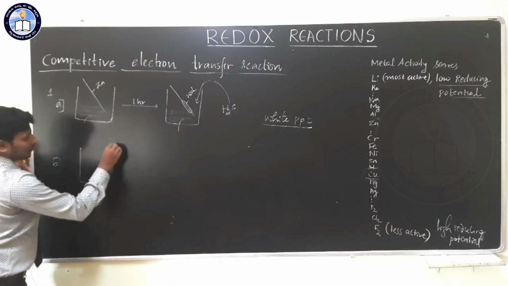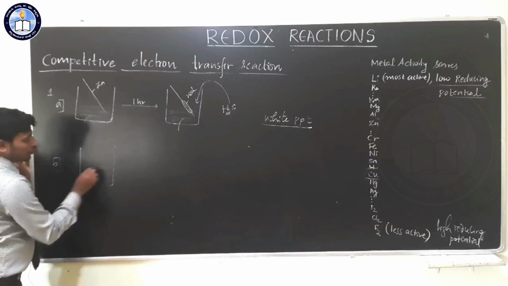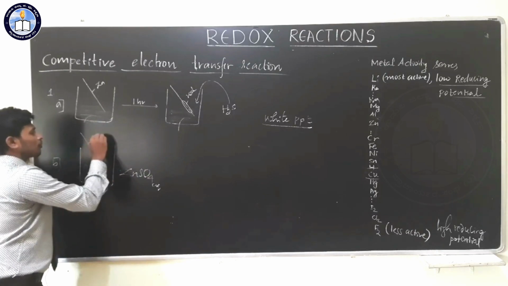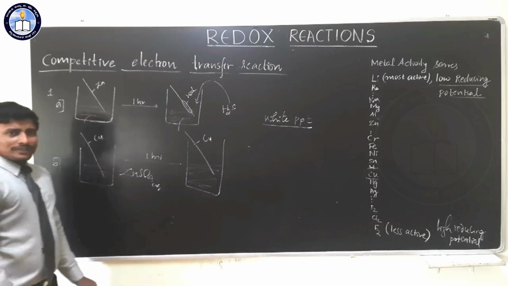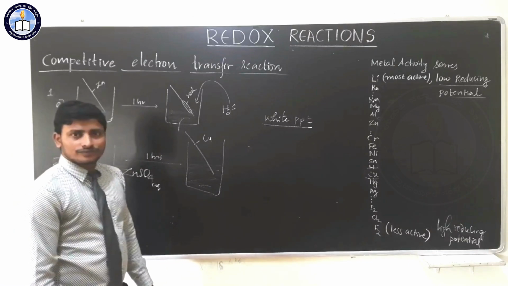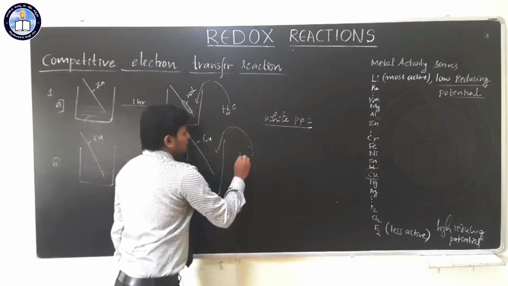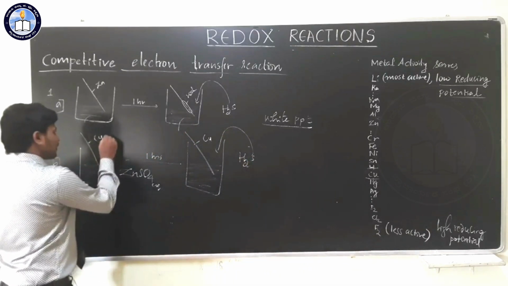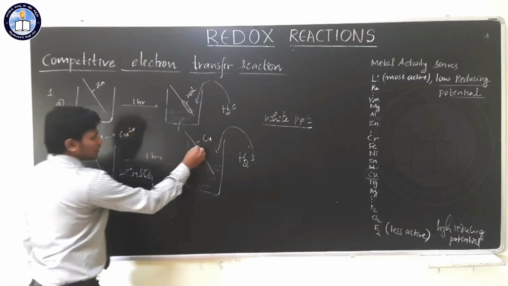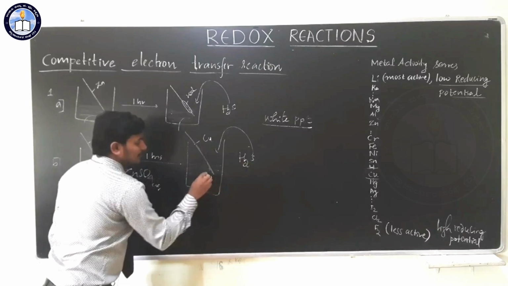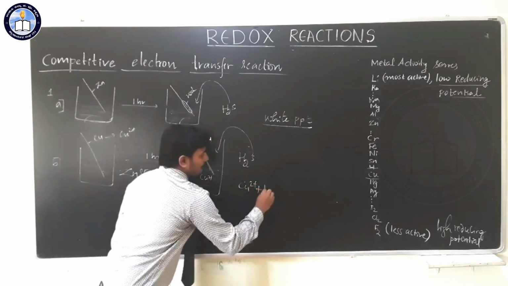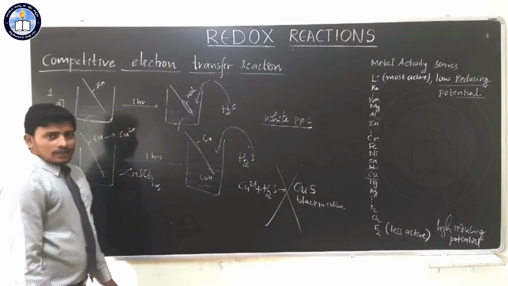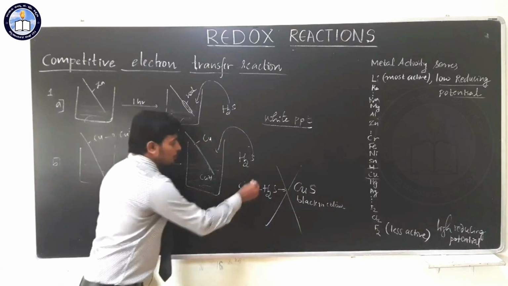Next, I have to take a beaker and fill it with zinc sulfate solution, then immerse copper. Even after 1 hour there is no change in color. If I pass H2S also, if copper is giving rise to Cu2+ ion, that Cu2+ ion must react with H2S and give rise to a precipitate. It clearly indicates that there is no formation of Cu2+ ion.